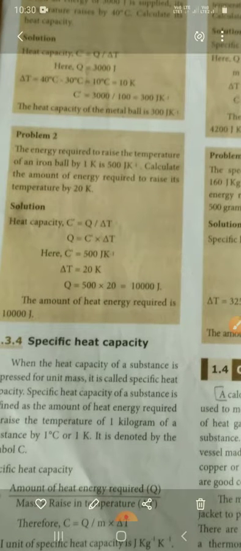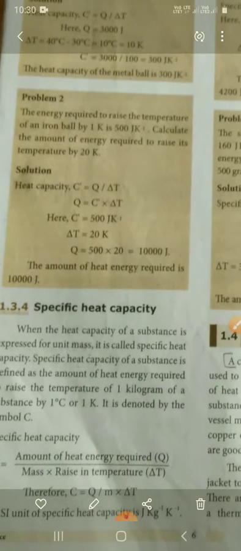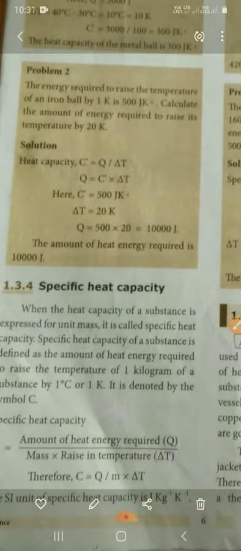Next problem: the energy required to raise the temperature of an iron ball by 1 K is 500 joule per K. Calculate the amount of energy required to raise its temperature by 20 K. Here also they are asking about the temperature rise, so heat capacity only. The heat capacity formula is Q divided by delta T, so Q equals C into delta T.